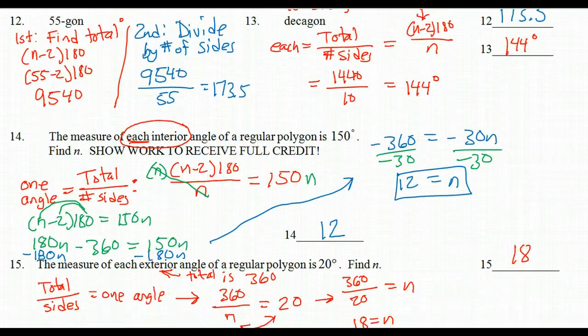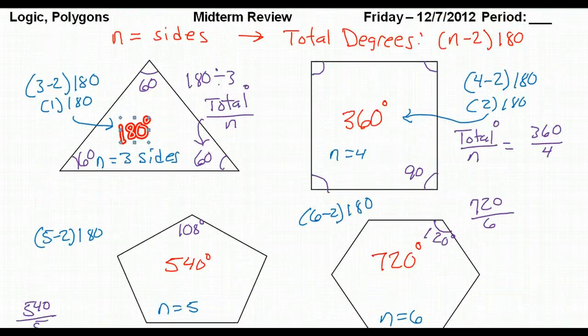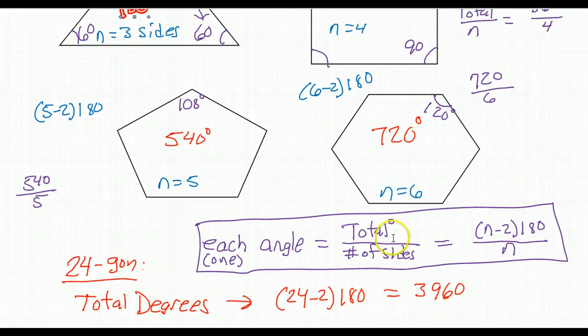Remember, the bottom line, really, like I said right at the beginning: if I want to find the total degrees inside of a shape, I use the formula n minus 2 times 180. If I want to find one angle, then I simply do the total degrees divided by the number of sides, which would be n minus 2 times 180 divided by n. If I'm hunting for the number of sides, I could just put this in my calculator and go through the list.